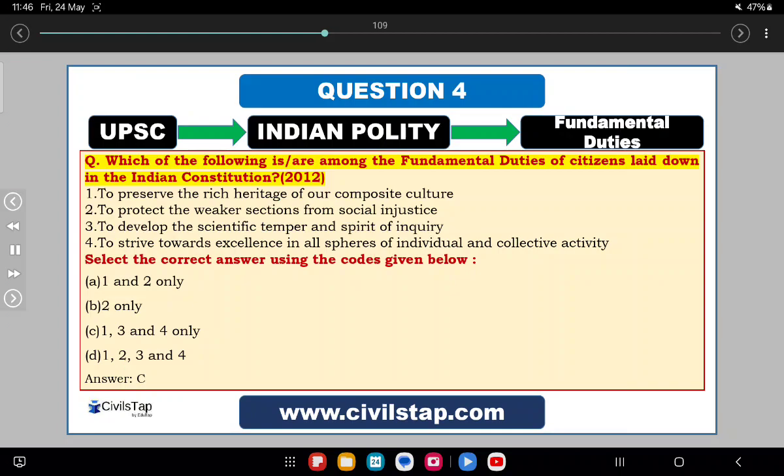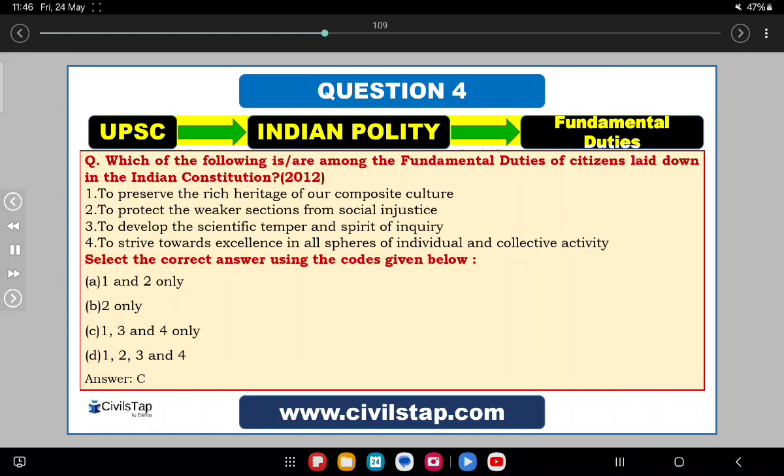Question 3 (2012). Which of the following are among the fundamental duties of citizens laid down in the Indian Constitution? 1. To preserve the rich heritage of our composite culture. 2. To protect the weaker sections from social injustice. 3. To develop the scientific temper and spirit of inquiry. 4. To strive towards excellence in all spheres of individual and collective activity. Select the correct answer using the codes given below. A. 1 and 2 only. B. 2 only. C. 1, 3 and 4 only. D. 1, 2, 3 and 4. Answer, C.